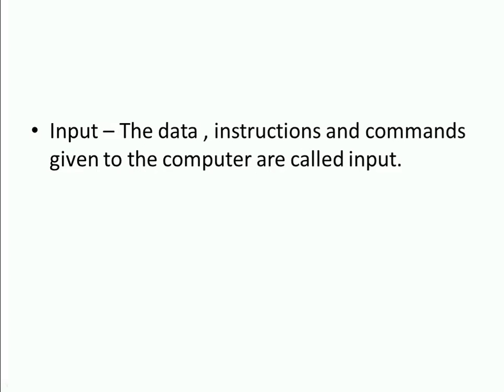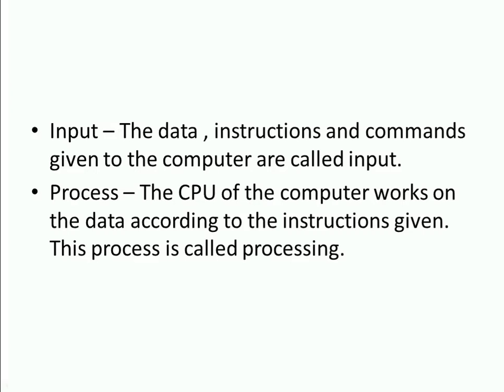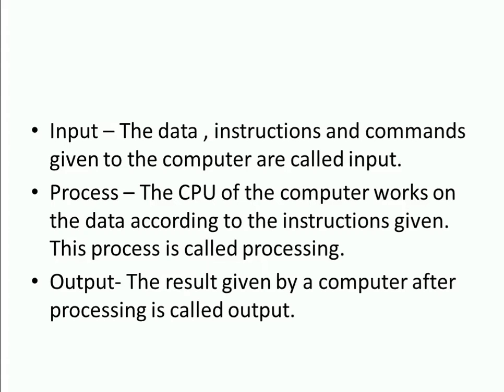Input. The data, instructions and commands given to the computer are called input. Process. The CPU of the computer works on the data according to the instructions given. This process is called processing. Output. The result given by a computer after processing is called output.